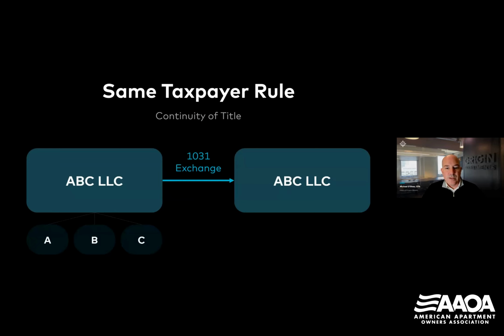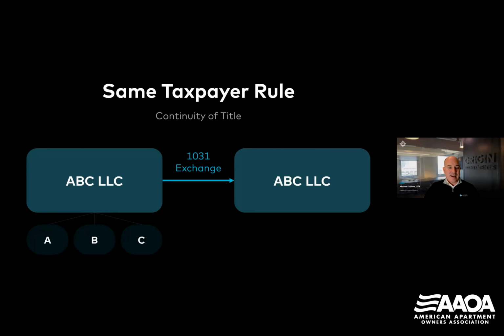So if you think of this example that we've got here on the screen, you've got ABC LLC that owns a property, and you've got members A, B, and C. So in a simple example, ABC LLC would sell the property and then would do a 1031 exchange, and A, B, and C would retain their membership and their percentages, and everything would be the same before as after. It's just that the LLC would own a different property.